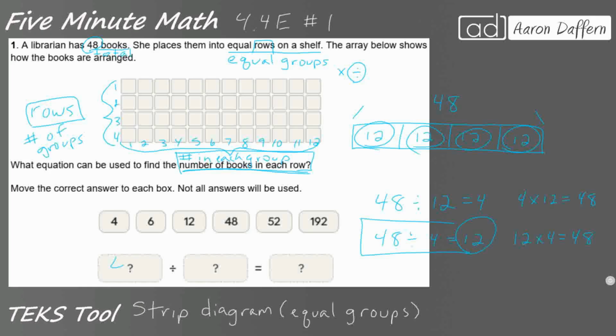So I need to write 48 divided by 4, because that's the number of rows I have. It's going to equal 12 books in each row.